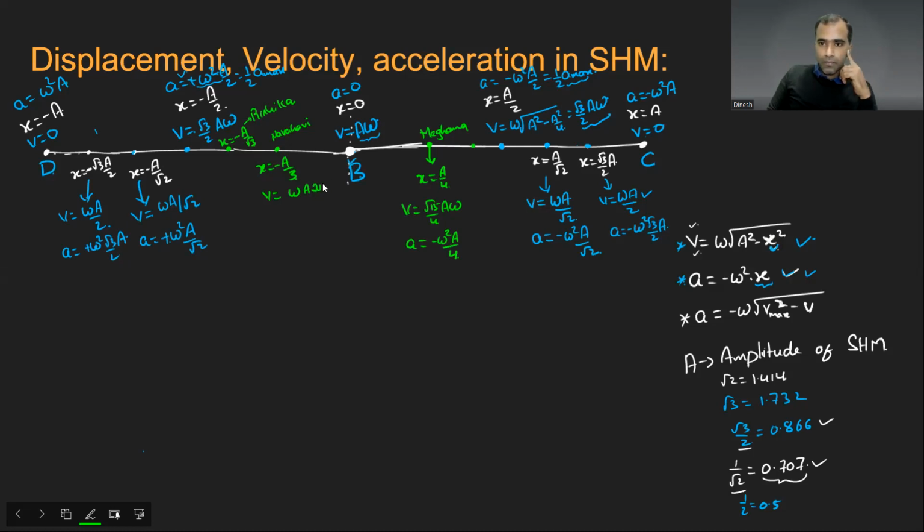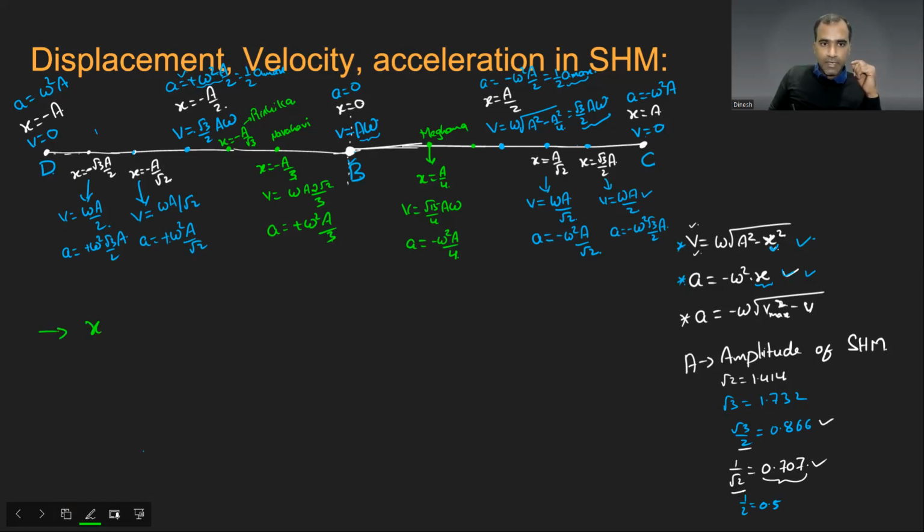Sir, x is negative. No, you're doing squaring, no? So it will be omega a by 3 root 8. Root 8 is 2 root 2. Okay. And the acceleration is plus omega square a by 3. Okay.